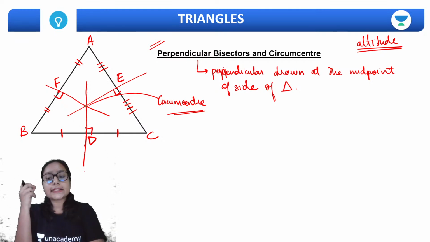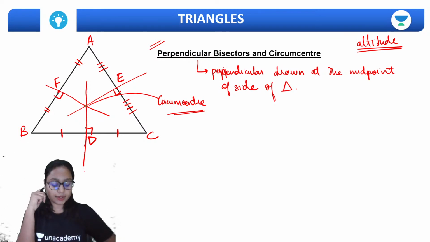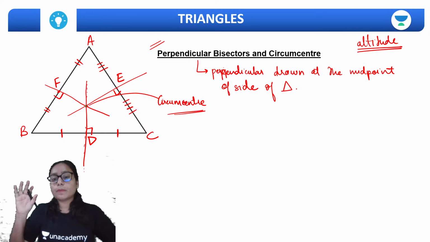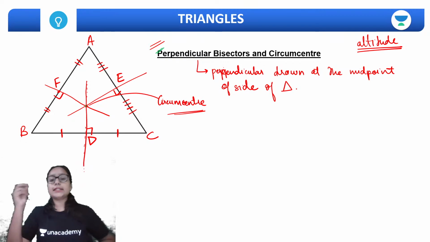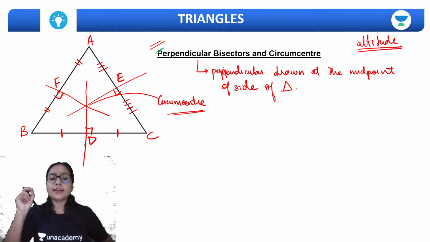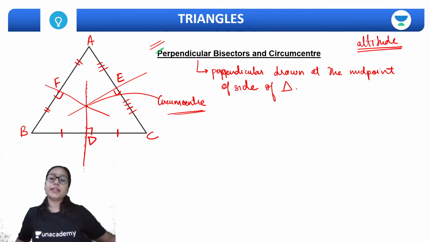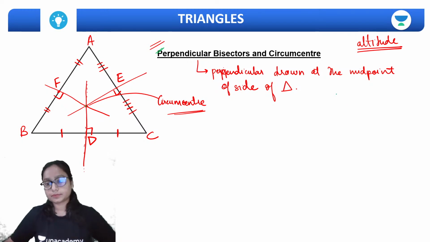Now let us find out what is the position of the circumcenter in a right angle triangle. We are going to do this exercise again. Take your pen and paper, draw a right angle triangle, draw the perpendicular bisector for each side of the triangle, find their intersection point and tell me what is the location of the intersection point in a right angle triangle. Think about it.